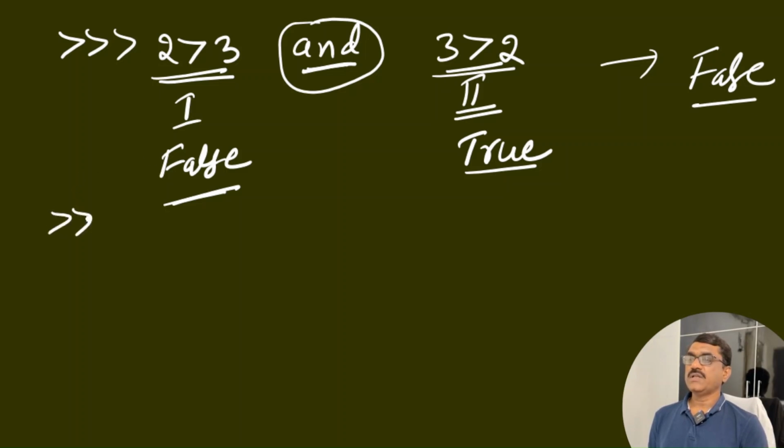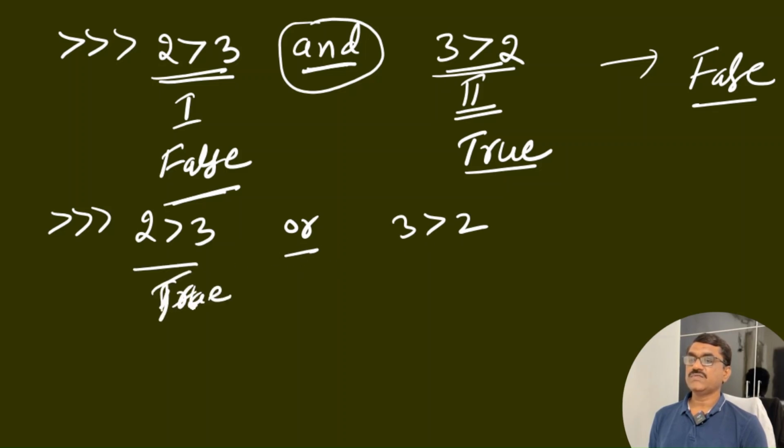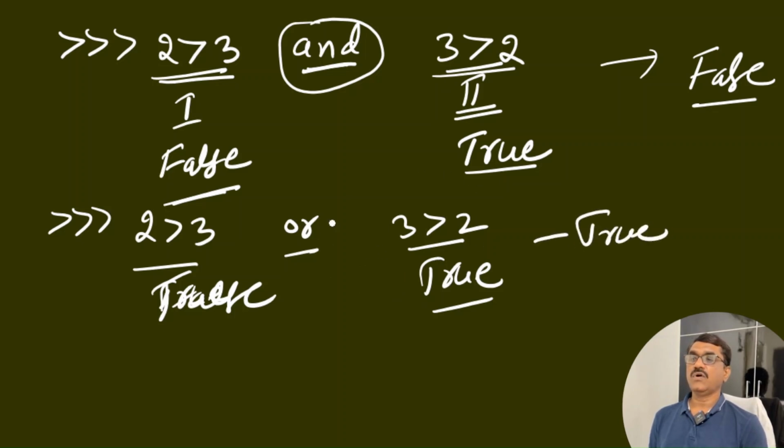For example, if you apply the same logic, 2 is greater than 3, here I am writing or, 3 is greater than 2. If you apply the OR operator, what happens? The first one is false and the second one is true, right? In this case, if any one of the conditions is true, then the result we are going to get is true in case of OR. This is very, very important. If any one is true, the result is true. If both are false, the result is false. If both are true, the result is true. But if any one of them is true, the answer is true.